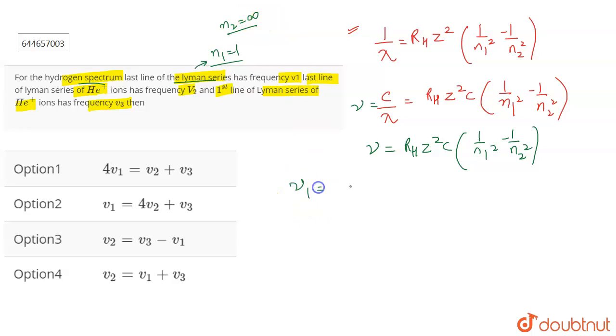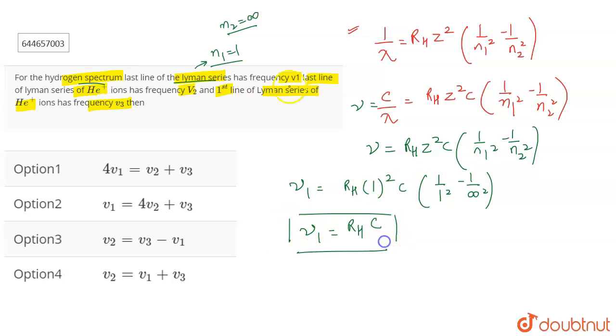So, nu1 is going to be RH into, for the hydrogen spectrum, it means that for hydrogen, Z is equal to 1. So this becomes 1 square C, N1 is equal to 1 square, N2 is equal to infinity square. 1 by infinity is 0. This means that nu1 is equal to RH into C, where C is the speed of light.